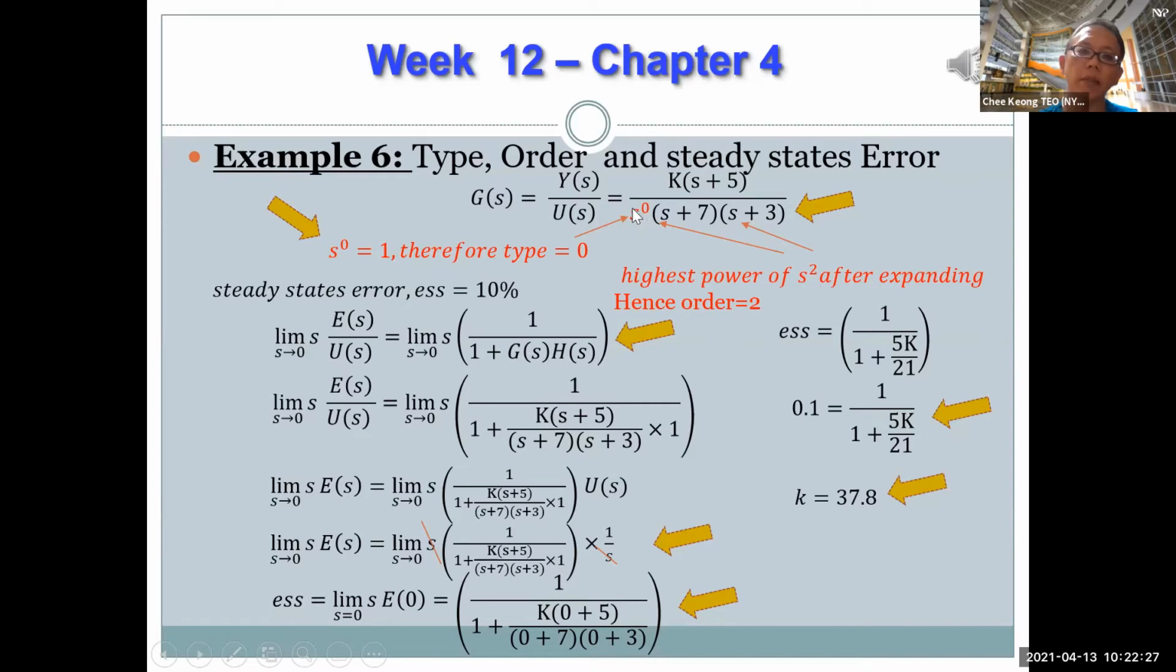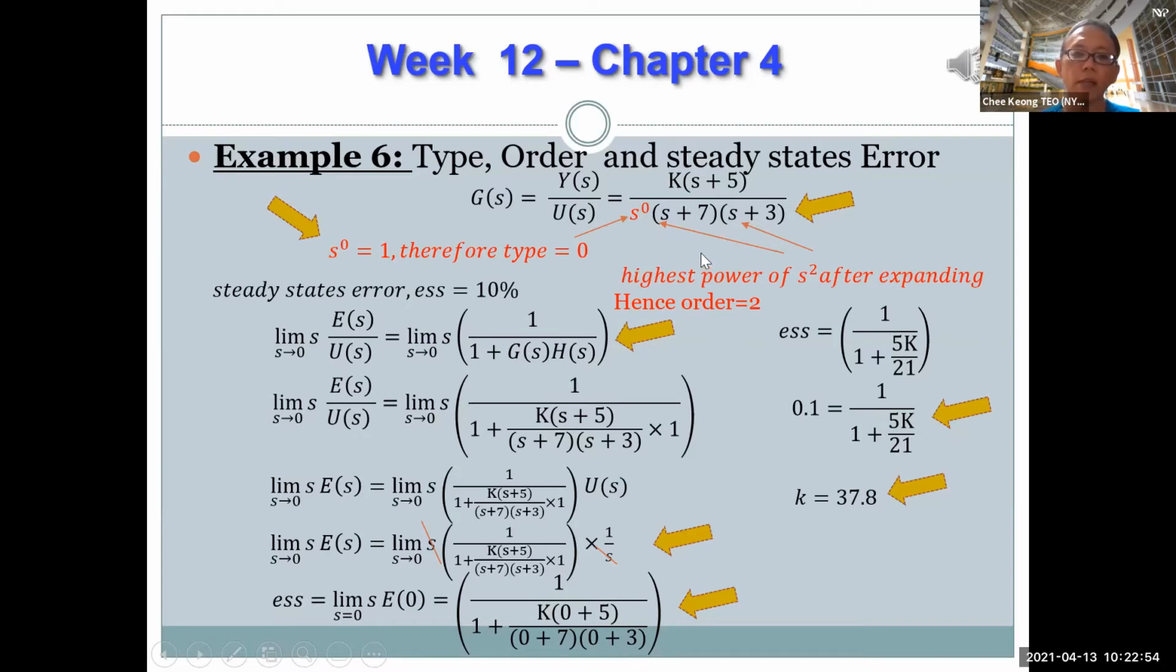That means this can actually be written as (s + 0) raised to the power of 0. Now, s + 0 is equivalent to s. So s raised to the power of 0 — anything raised to the power of 0 will be 1, right? So therefore, if you see no s, it's actually s raised to the power of 0, which is equal to 1. Therefore, because the power is 0, the type must be 0. Okay, as simple as that.